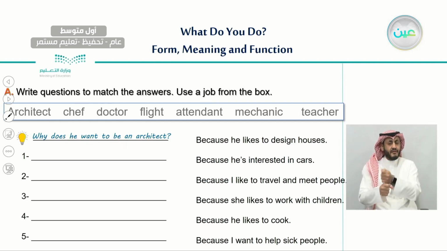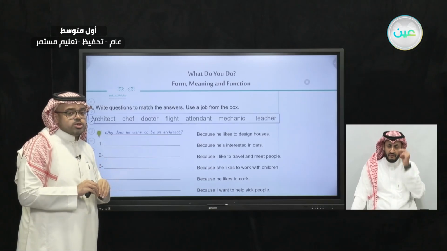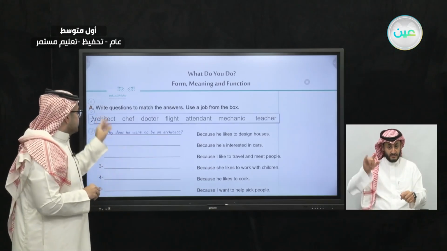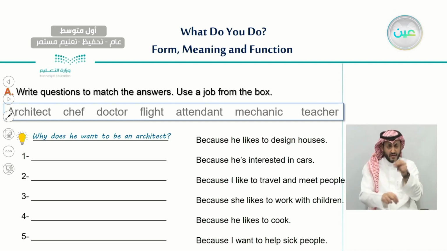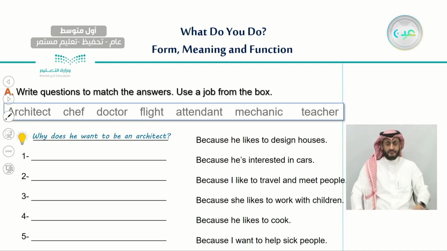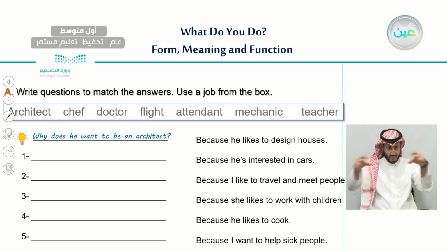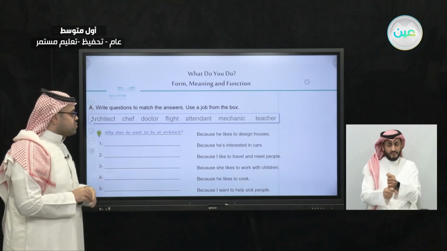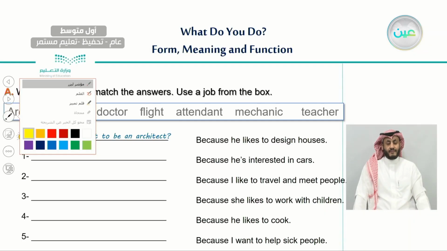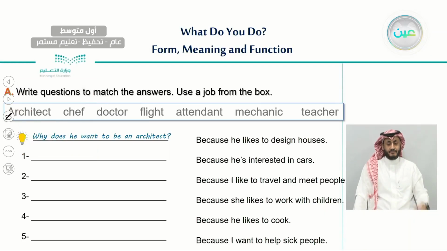And the same we can do with the rest of these sentences. We read the answer and we see what is the activity that is mentioned. And from this list, architect, chef, doctor, flight attendant, mechanic, teacher, we can choose the job and make a question like this one. So let's read the second one. The second one says, because he is interested in cars.